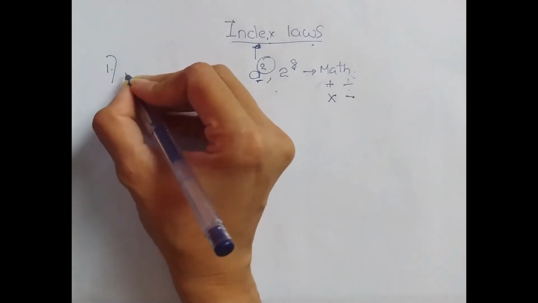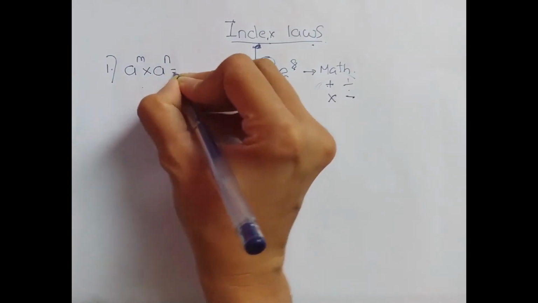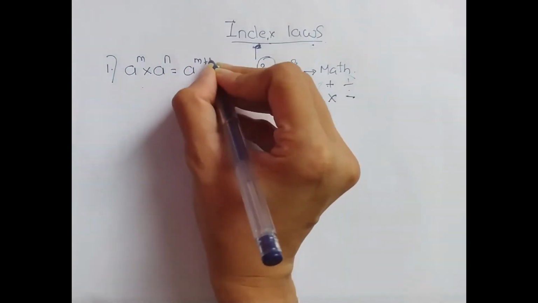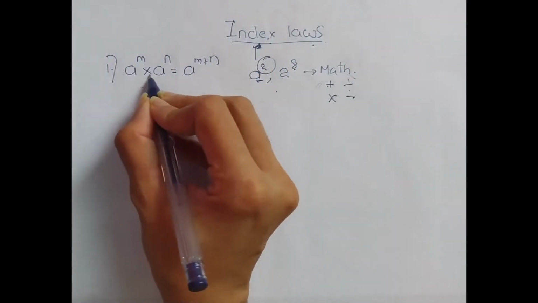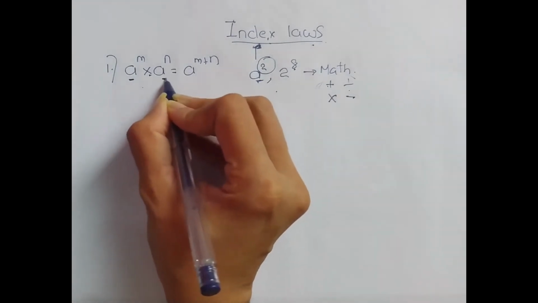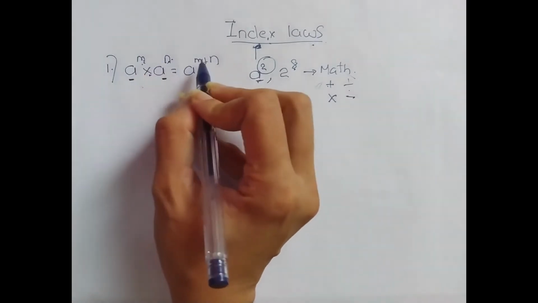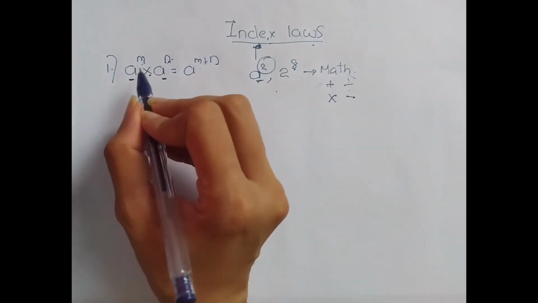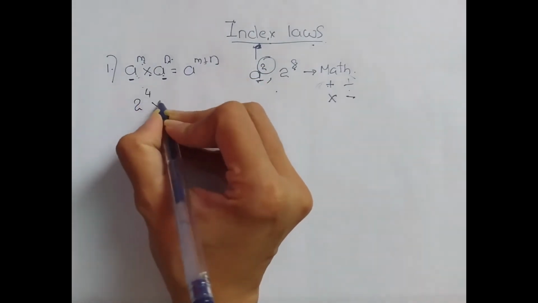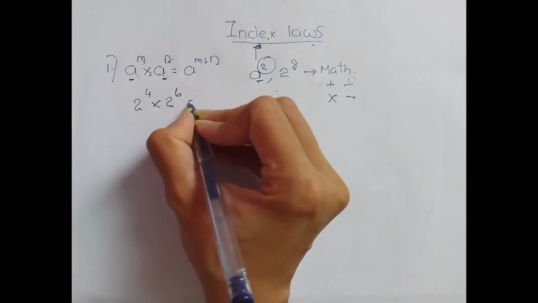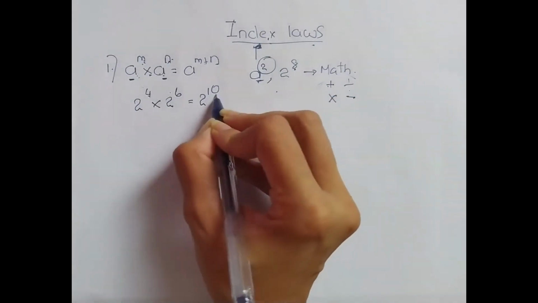The first law is a to the power m multiplied by a to the power n is equal to a to the power m plus n. What do you mean by this? If you're multiplying the same base with different or equal powers, you can add the two powers. This can be done only if the base is same. For example, 2 to the power 4 multiplied by 2 to the power 6 will give you 2 to the power 10. Why? Because 4 plus 6 is 10.